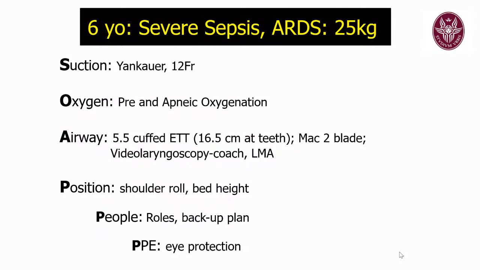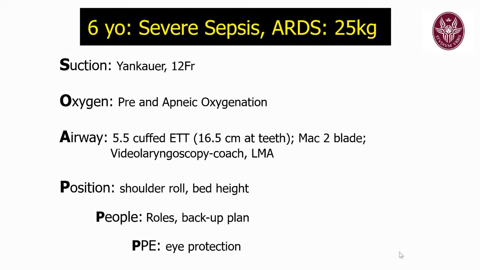So, here we have a 6-year-old with a sepsis syndrome, ARDS, 25 kilos. When we're thinking about this practically, I would think that for suction, we would want to have a stiff or a Yankauer suction catheter that can suction big things out in case he vomits, in case I need to get it out, plus a smaller catheter that I can use to get thin secretions or go through the tube once I get the tube in. Both types I would like to have available, checked, and working.